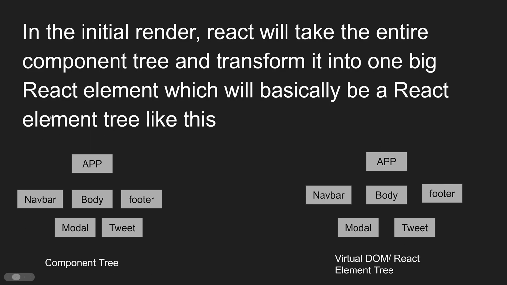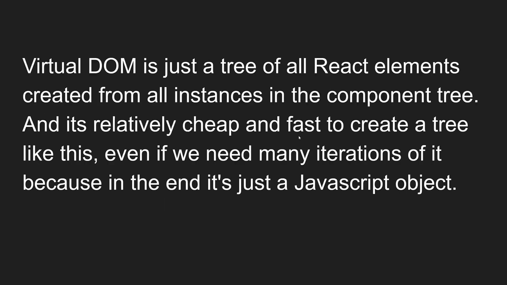And here this is the React element tree. When these component instances are executed, proportionately the React element tree will be created: App, Navbar, Body, Footer, Modal, Tweet like this. Virtual DOM is just a tree of all the React elements created from all the instances in the component tree. So this is the definition. And it's relatively cheap and fast to create a tree like this, even if we need many iterations of it, because in the end it's just a JavaScript object.